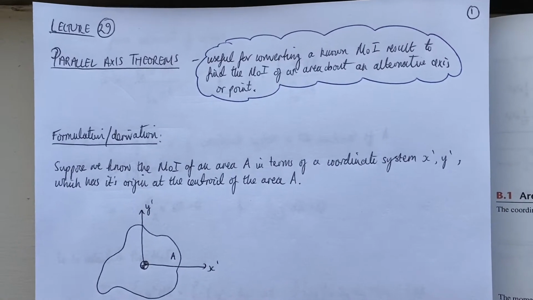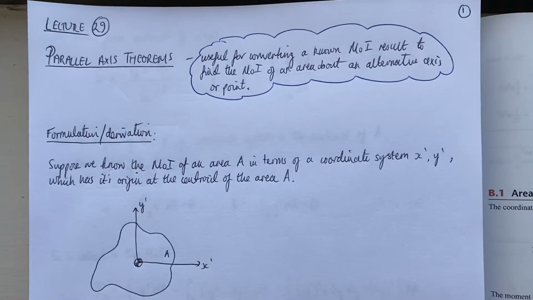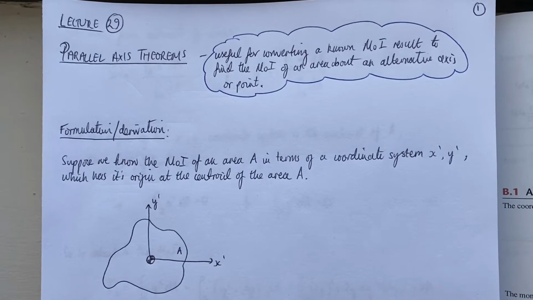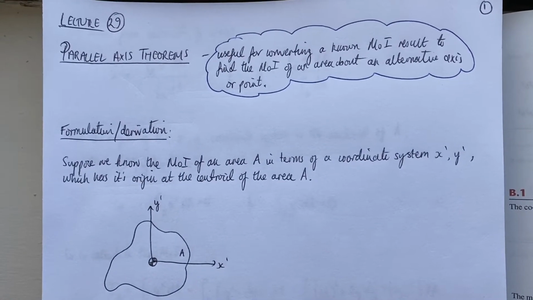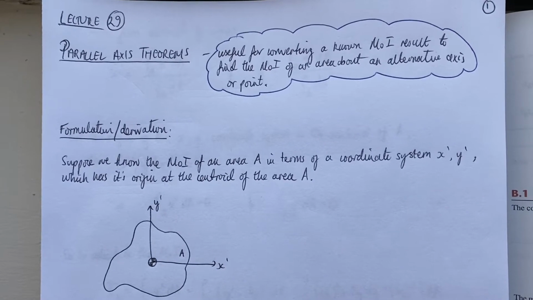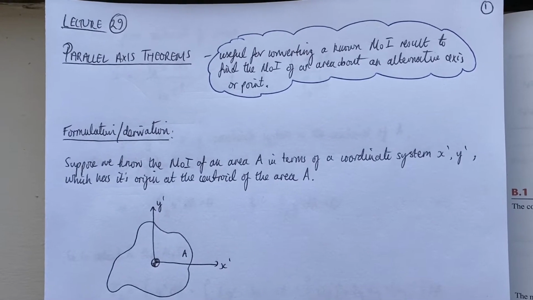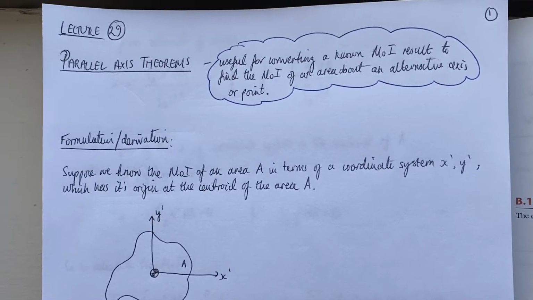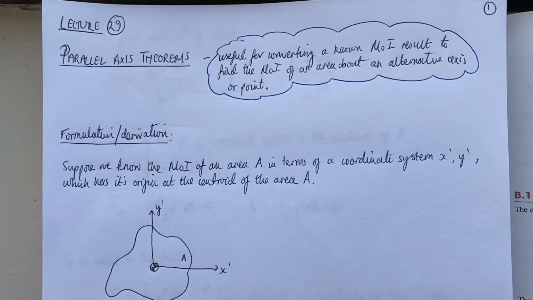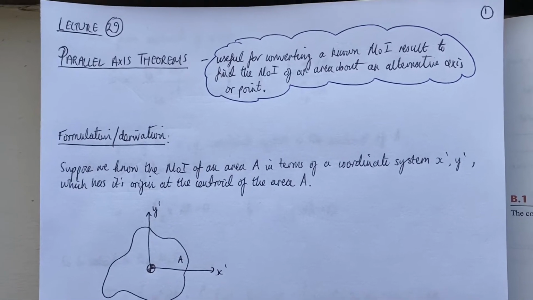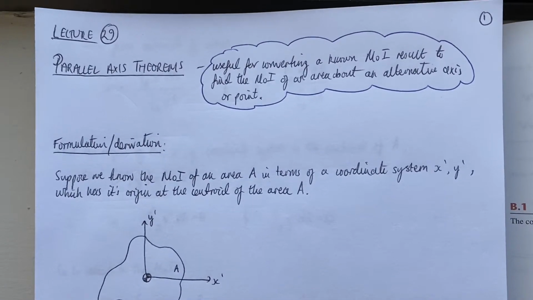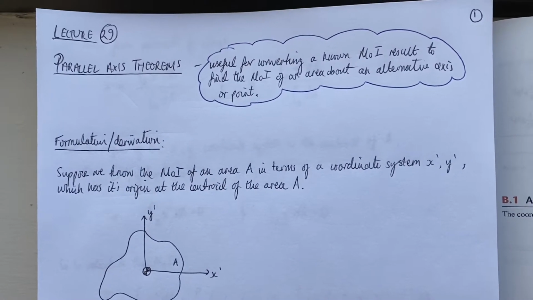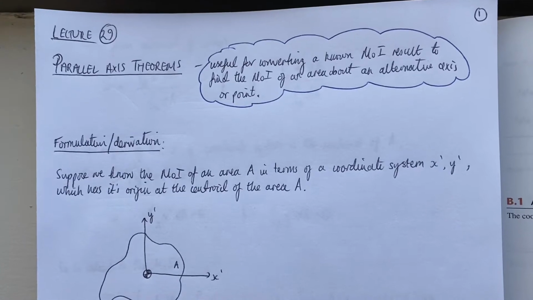The parallel axis theorems are useful to us if we know the moments of inertia of an area or a shape about a particular axis in a given coordinate system, and we would like to convert that result to find the moment of inertia about a different axis or point. So in the first part of this tutorial I'm going to go over the formulation and derivation of the theorems, and then following that we'll do a couple of examples.